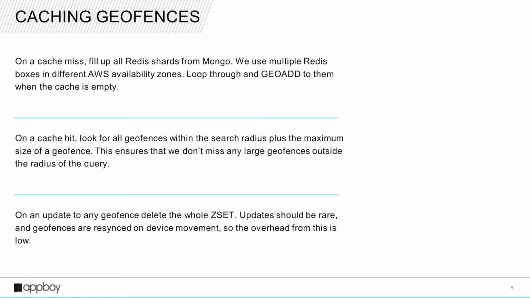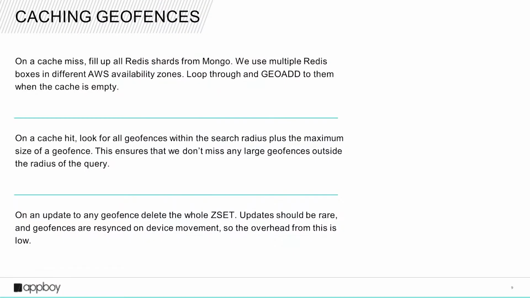On a cache hit, we look for the geofences within the search radius, plus, like I said, the maximum size of a geofence. That ensures we don't miss large geofences when we're doing our queries. And on an update, we just delete the whole Z set. We're thinking updates are going to be rare for how our customers are going to use it, and if that's the case, then the overhead from that is low. If it's not, then I guess we'll have to iterate on how we're doing that.